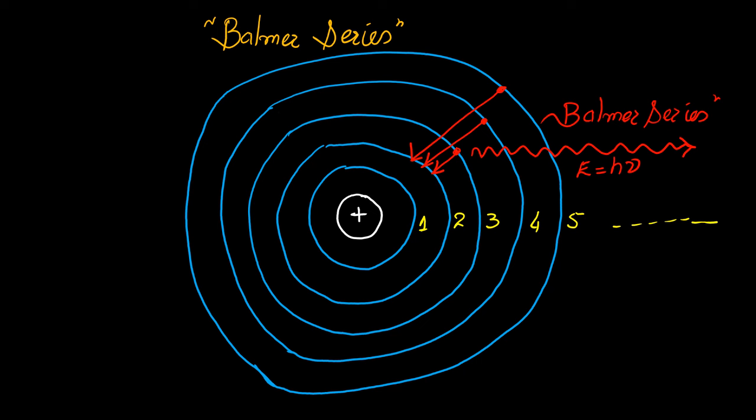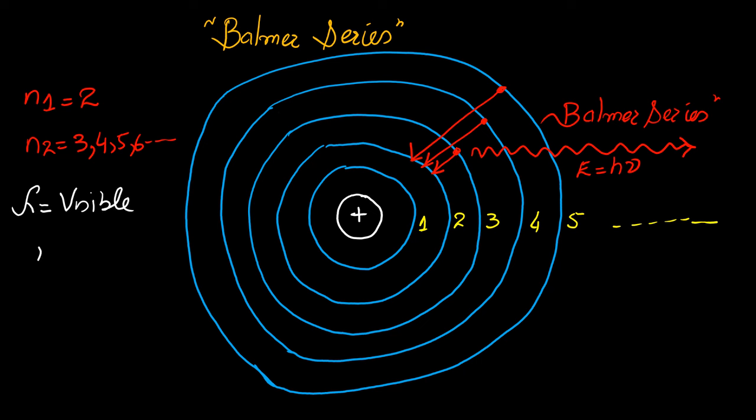So, dear student, in case of Balmer series, n1 is equal to 2, which represents the energy level into which the electron will jump, whereas n2 will be higher energy levels, which could be 3, 4, 5, 6, and so on. So the wavelength associated with Balmer series is visible wavelength. Lambda is in the range of the visible region.